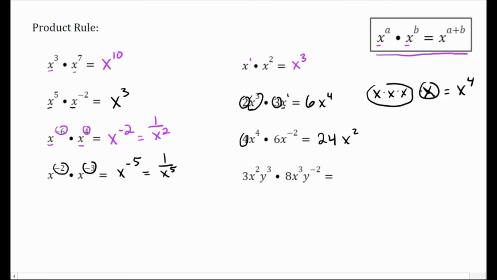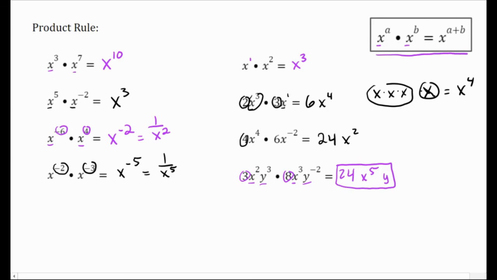And now I have three different kind of numbers that I'm dealing with here. So I'm going to take 3 and 8 and multiply those together. Then I'm going to take my x values, anything with the same base. So x to the power of 2 times x to the power of 3 is x to the power of 5. Then my y values, so y to the power of 3 times y to the power of negative 2. So I'm adding 3 plus a negative 2, which is just y to the power of 1. When I have anything to the power of 1, I don't have to write it down.